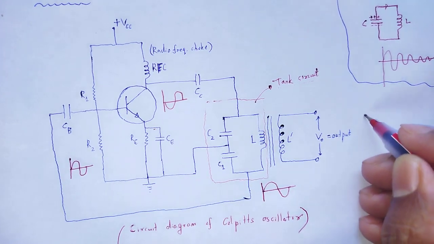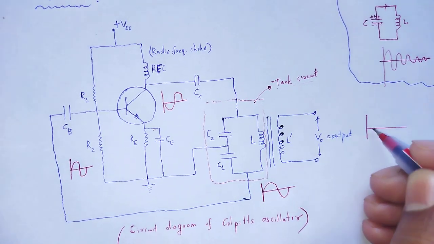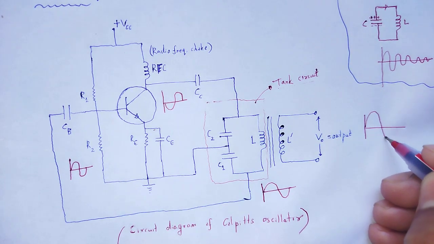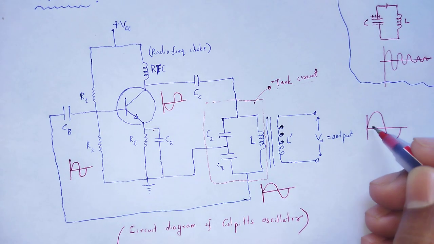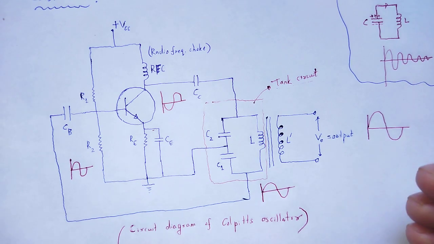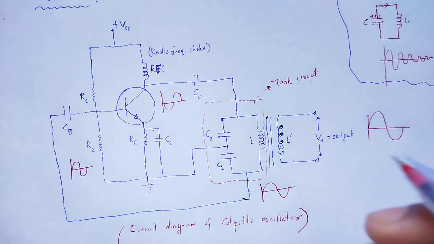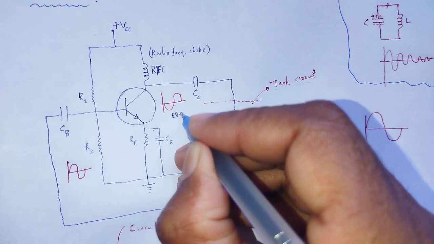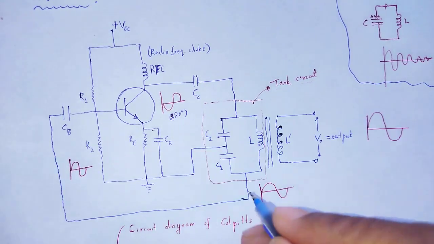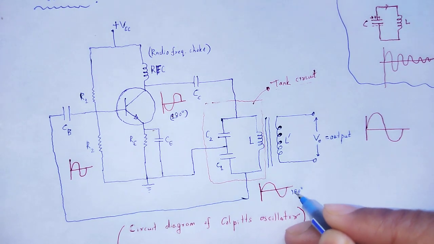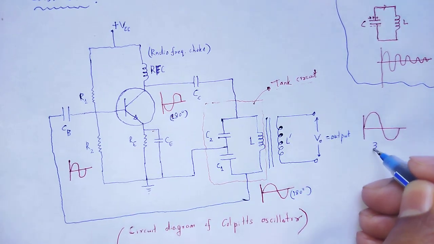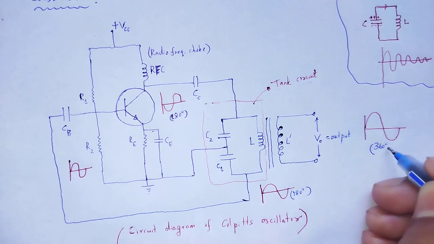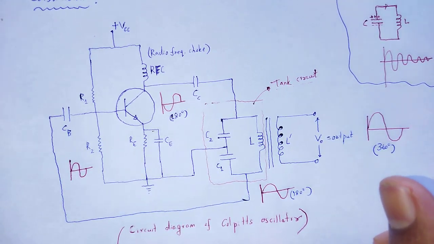And finally, at output we have the amplified signal with 360 degree out of phase. Here 180 degree phase shift, there 180 degree phase shift, the output we obtain 360 degree phase shift. So at output we obtained a sustained type of oscillations.